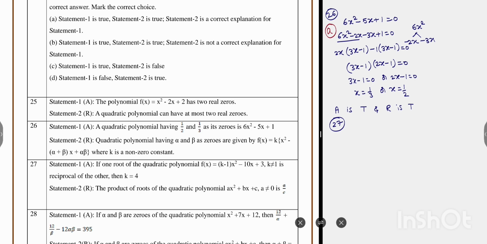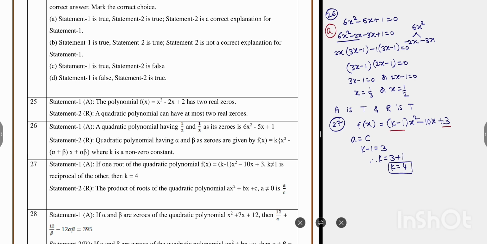Question number 27 is what? If one root of the quadratic polynomial f of x is equal to k minus 1 into x square minus 10x plus 3, where k is not equal to 1, is the reciprocal of the other. What I said: whenever one root is the reciprocal of the other, we have to equate a and c. a is equal to c. Here a is k minus 1 and c is 3. So we take k minus 1 is equal to 3. Therefore k is equal to 3 plus 1. k is equal to 4.